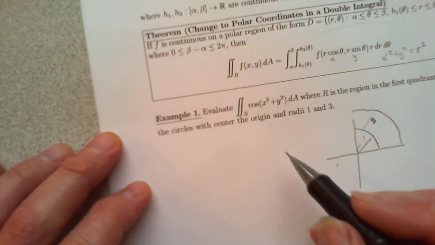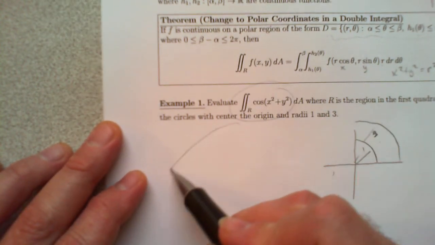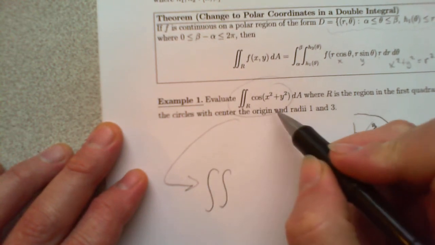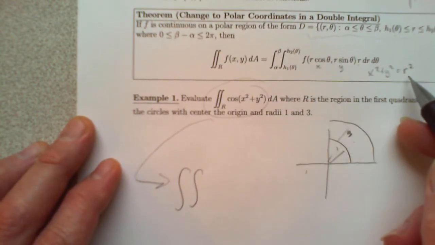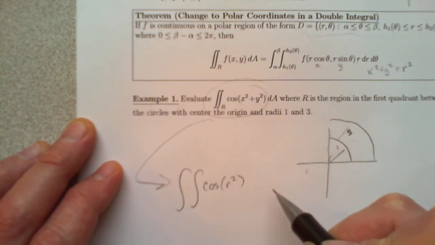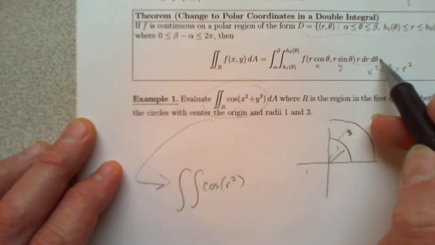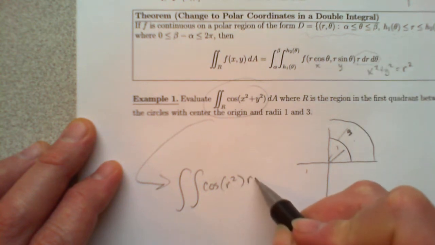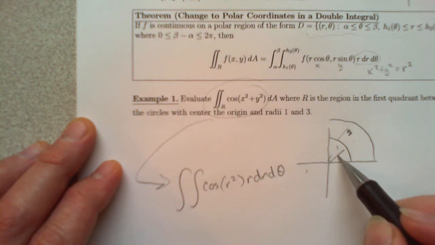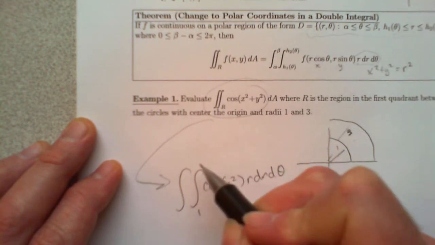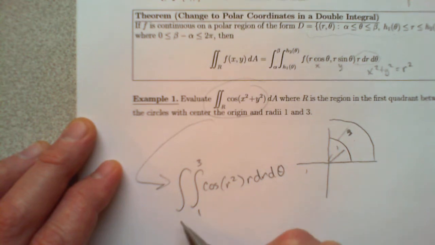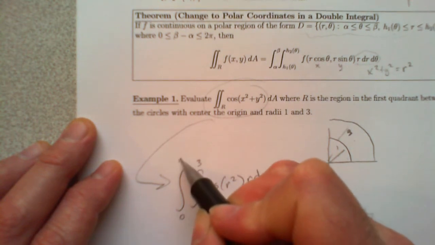Alright, so then when I set this integral up, this would be a double integral. X squared plus y squared, as I mentioned, that's r squared. So cosine of r squared multiplied by this change of variables formula, r dr d theta. R goes from 1 out to 3. Theta goes from starting here on the ground at 0 up to pi over 2.